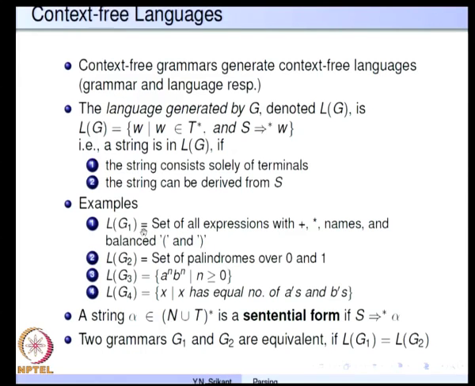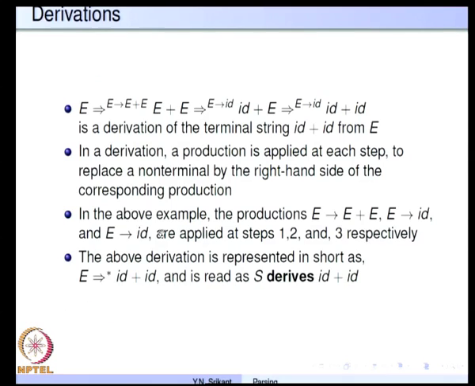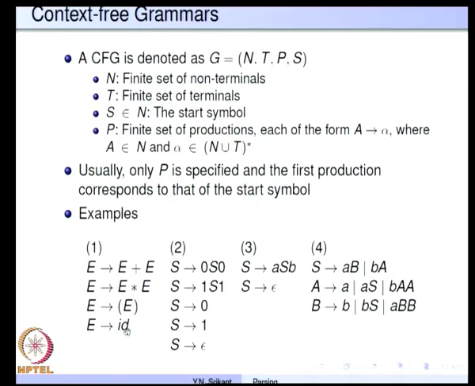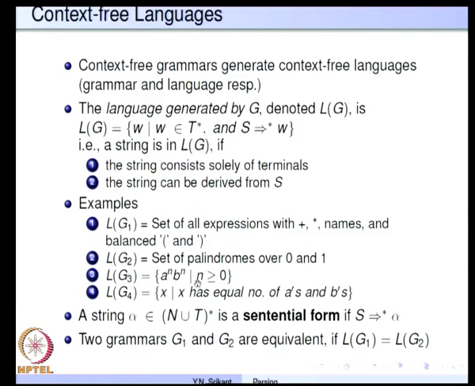So, for the first example, which had these four productions, this language corresponds to arithmetic expressions with plus, star, parentheses and id. And then the second language is the set of palindromes over 0 and 1. The third language is A^n B^n with n greater than or equal to 0. So, let us look at that.